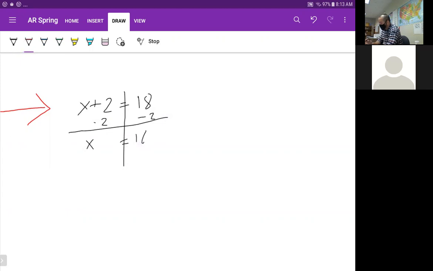You also have two-step problems. So that's going to be like 2x minus 10 equals 40. So to do the opposite here, plus 10, you get 2x equals 50. So that was your first step here. Your second step is to divide by 2, and you get x equals 25.